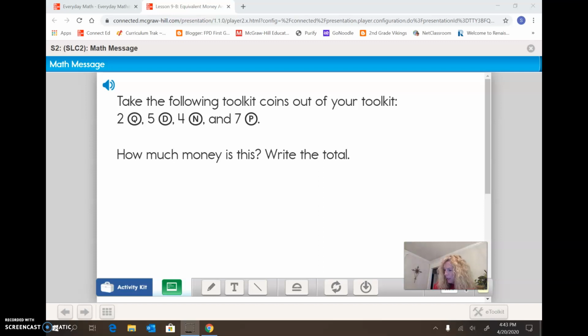What about quarters in a dollar? How many quarters make a dollar? I think you know this one. It's 4. 4 quarters makes a dollar. How many quarters does it take to make a half dollar? 2. All right, next we're going to solve some problems using some money. So I'm going to start a new video for that part.